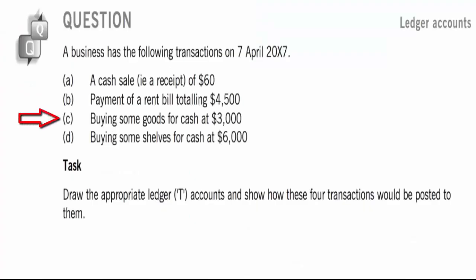Transaction C. Buying goods for cash at $3,000. The business purchases goods for $3,000 in cash. Here's what happens.